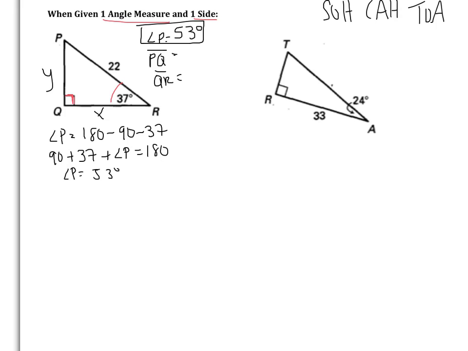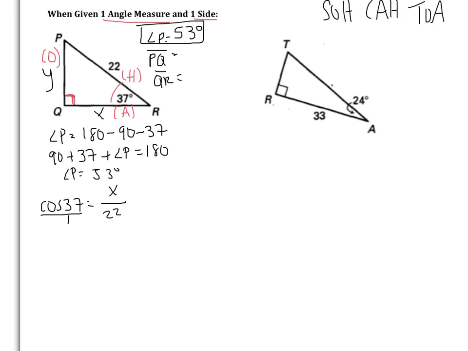If I solve for X first, I'm going to ignore Y. So looking at my 37, Y is the opposite side, 22 is the hypotenuse, and X is the adjacent. Now if I'm solving for X, I'm going to ignore Y, which means I have the adjacent and the hypotenuse. Adjacent and hypotenuse is going to be cosine. So the cosine of 37 degrees is equal to adjacent, which is X, over hypotenuse, which is 22.